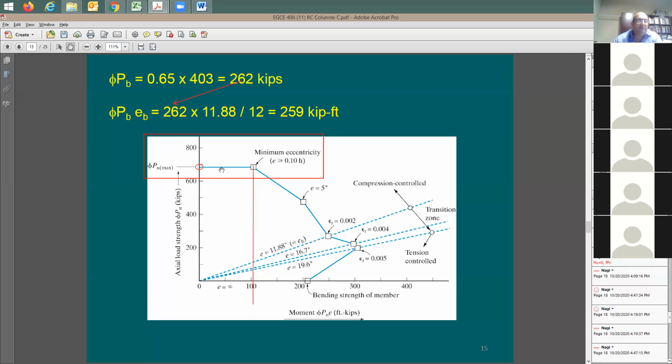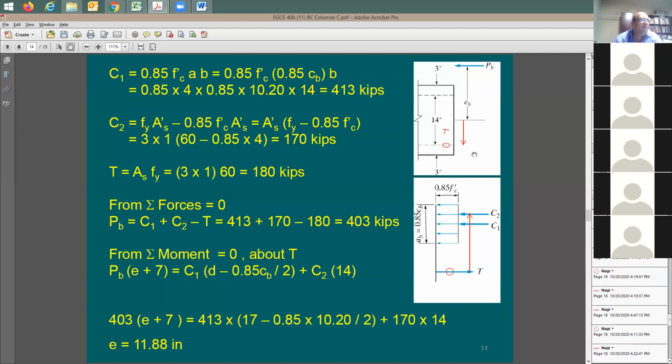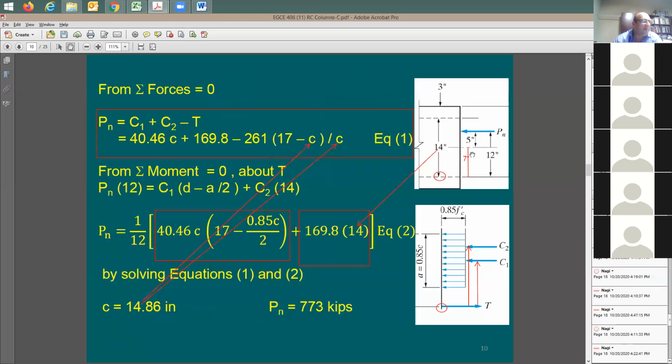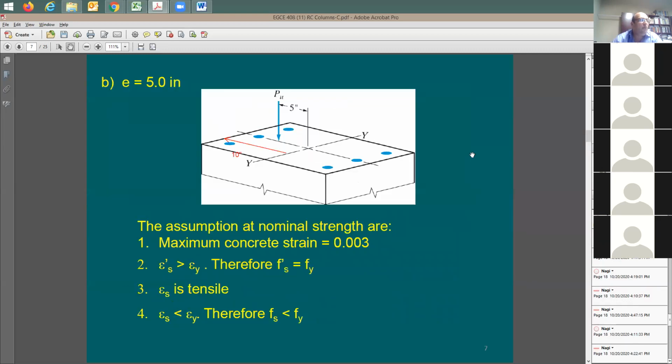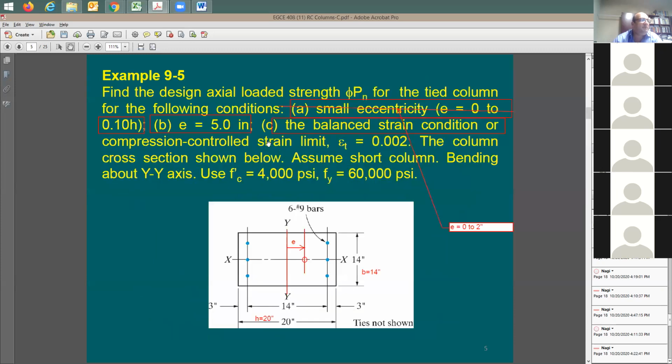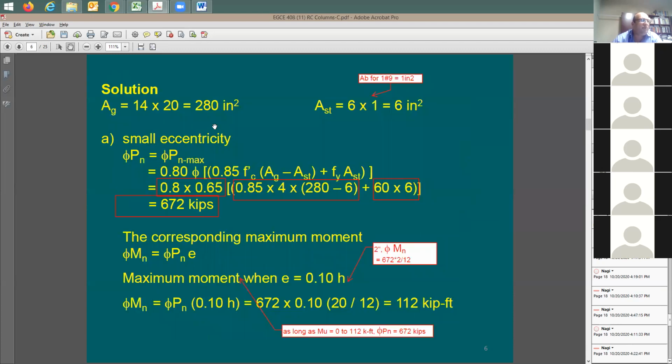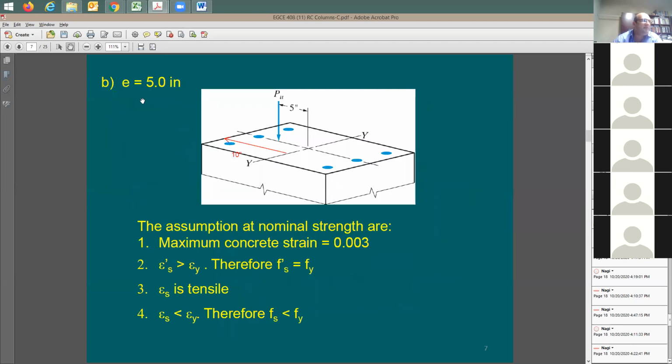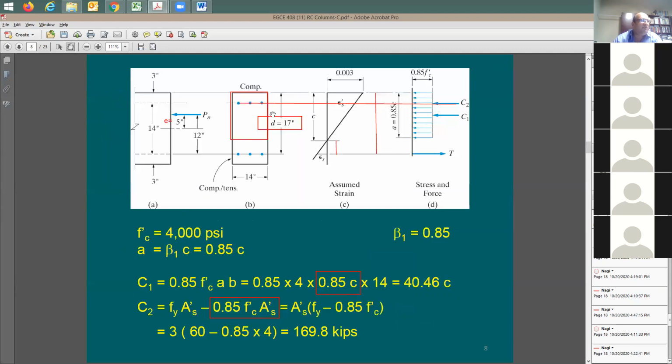So that was the first point. So this area here is covered. Now I need to look for other sections. If I go here to item B in the problem, it says when e equals 5 inches. So you say, okay, let me now work on the 5 inch. How much was the moment? How much was the axle load? I'm going to go here to B. This one was 5 inches.